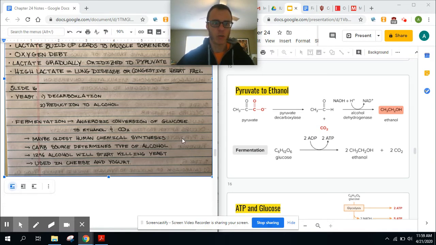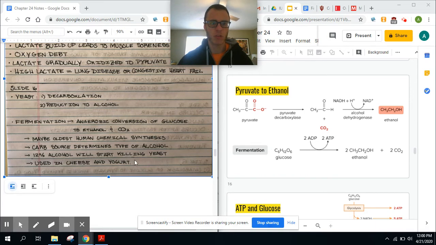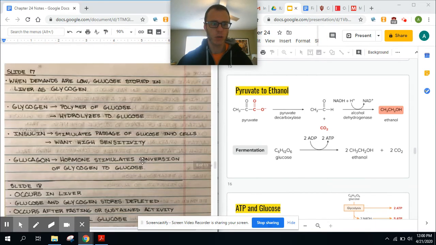The carbon source determines the type of alcohol, and then once you hit about 12% alcohol, that starts killing the yeast. Once the yeast start to die, you're done with fermentation. It's also used to make cheese and yogurt. Moving on.